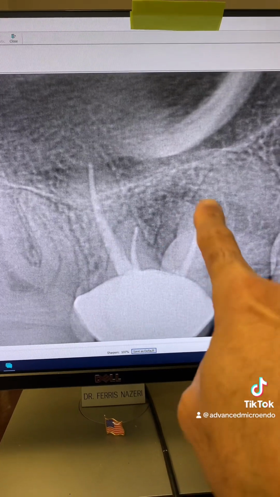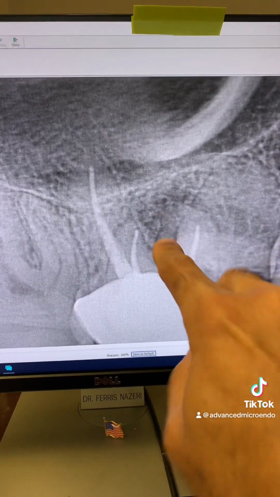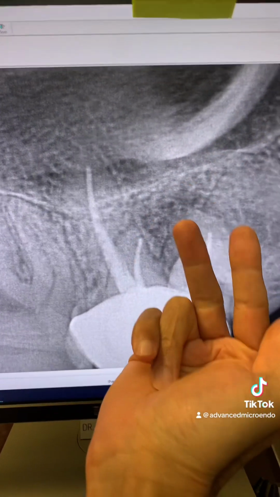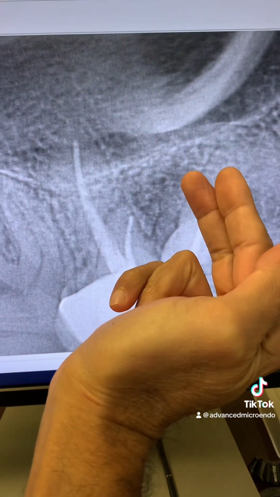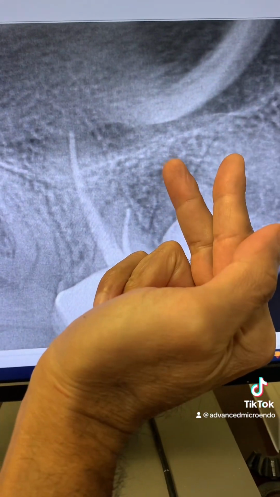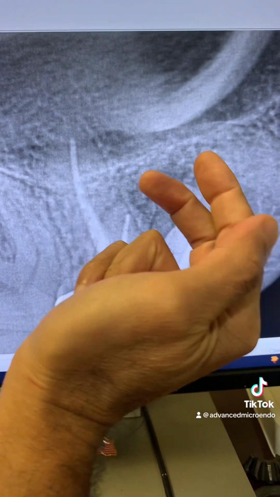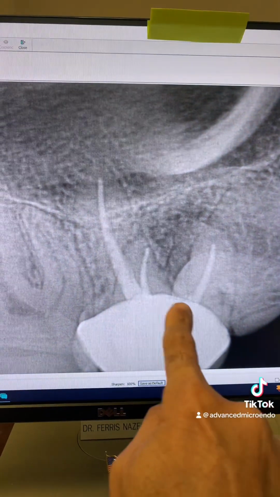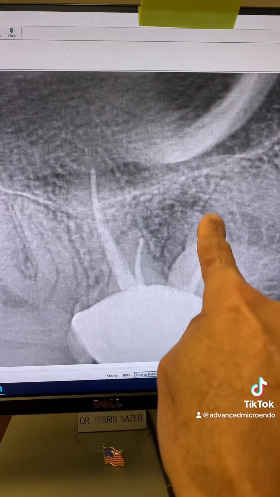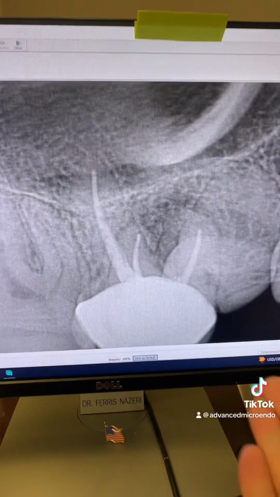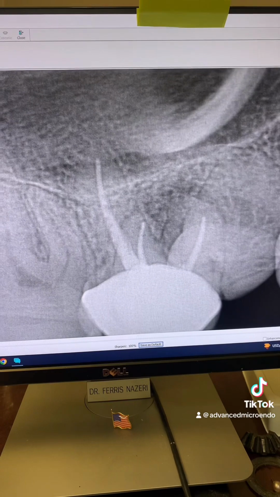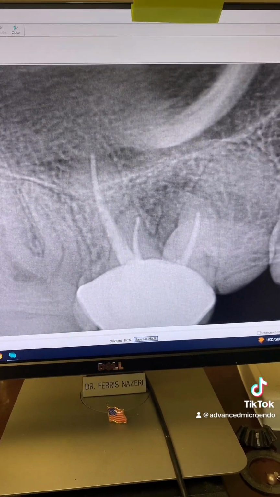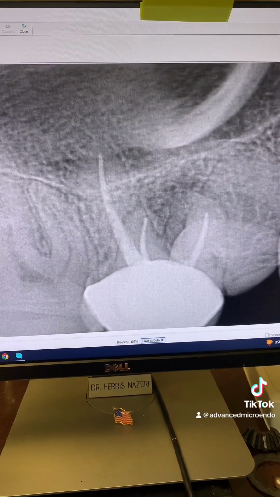So that's the MB1 and that's the MB2 right there. So MB2 is kind of superimposed, a little bit of it, and you can kind of see it like that. Right there. You can see. So you don't need a CBCT. I already know there's a missed MB2 there. So we talked about options, and patient said, I want to try to save the tooth.